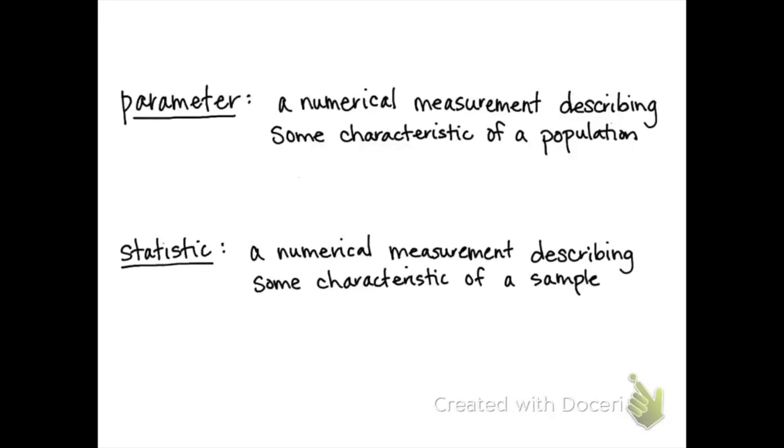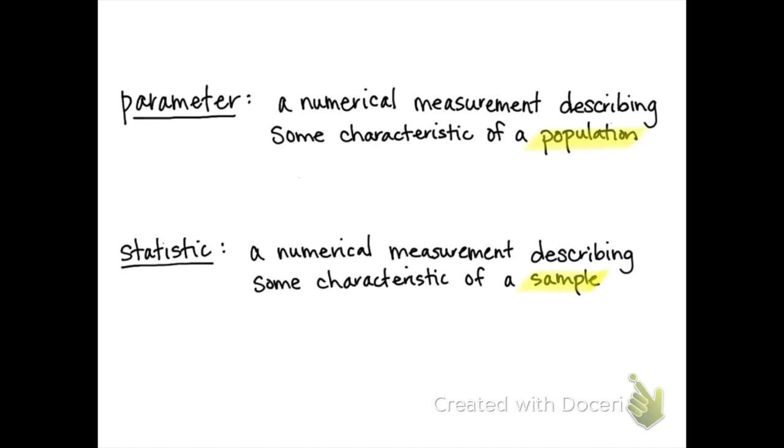Let's talk about the words parameter and statistic. The term parameter is defined to be a numerical measurement describing some characteristic of a population. A statistic is very similar, a numerical measurement describing some characteristic of a sample. So you can see the difference between these two definitions is the word population versus the word sample.